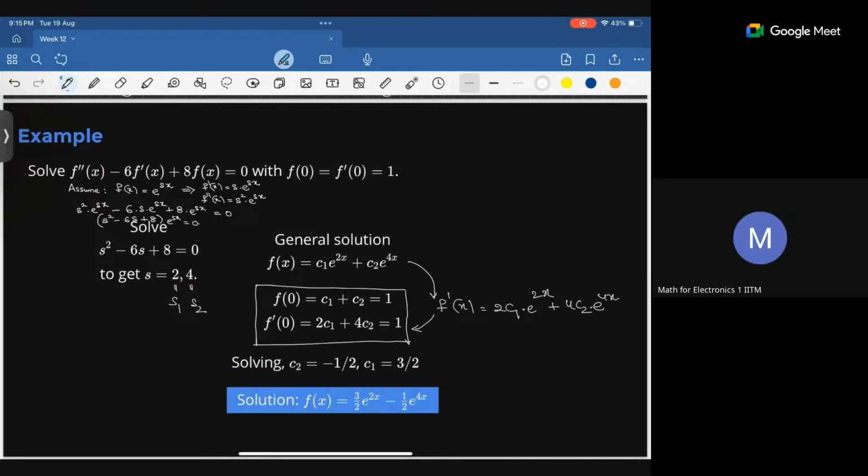Solving this system of linear equations, we'll get c1 and c2, and substitute that c1 and c2 in the general solution. And you'll get the solution to be f of x equals 3 by 2 e power 2x minus half e power 4x. So this will be the solution to the given second order homogeneous differential equation with constant coefficients along with initial conditions. Okay, so this is how we solve. Is this okay?